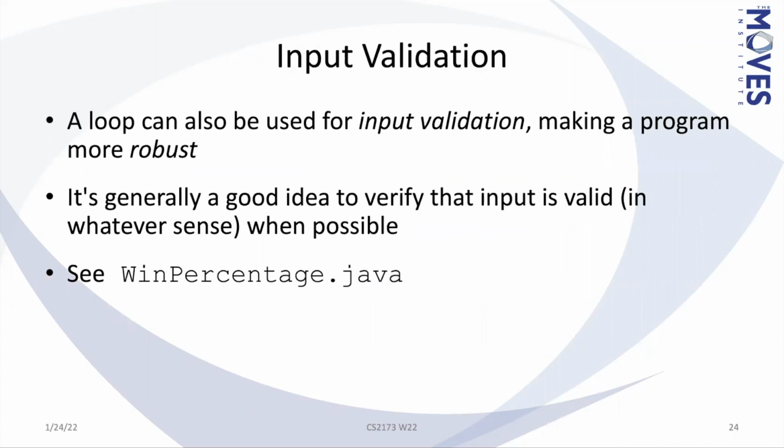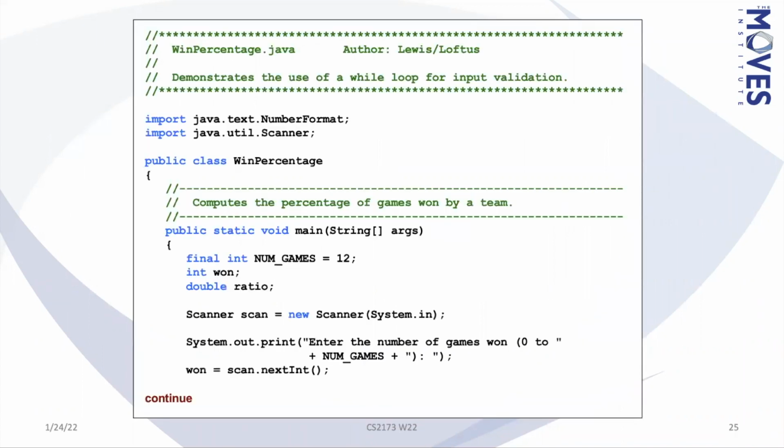Okay, so it's generally a good idea to validate your input. So let's say they have a win percentage. The idea here is that we have a certain number of games that we've played, and we want to find out what our winning percentage is. So we have again a final int here for how many games there were. This is how many were won. This is what the ratio is, and we ask the user to enter the number of games that they won.